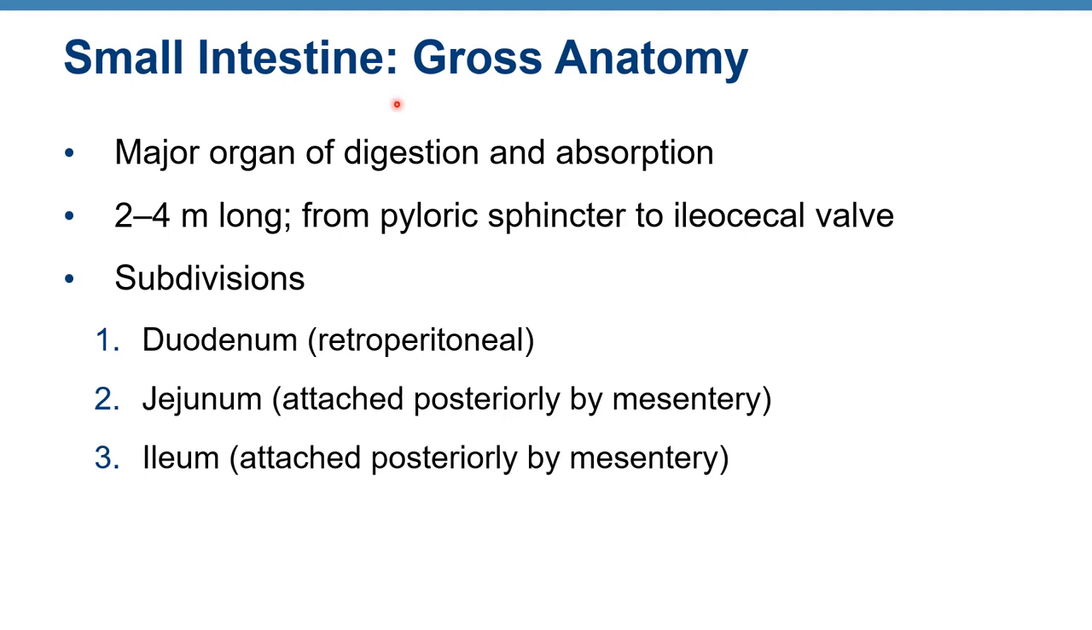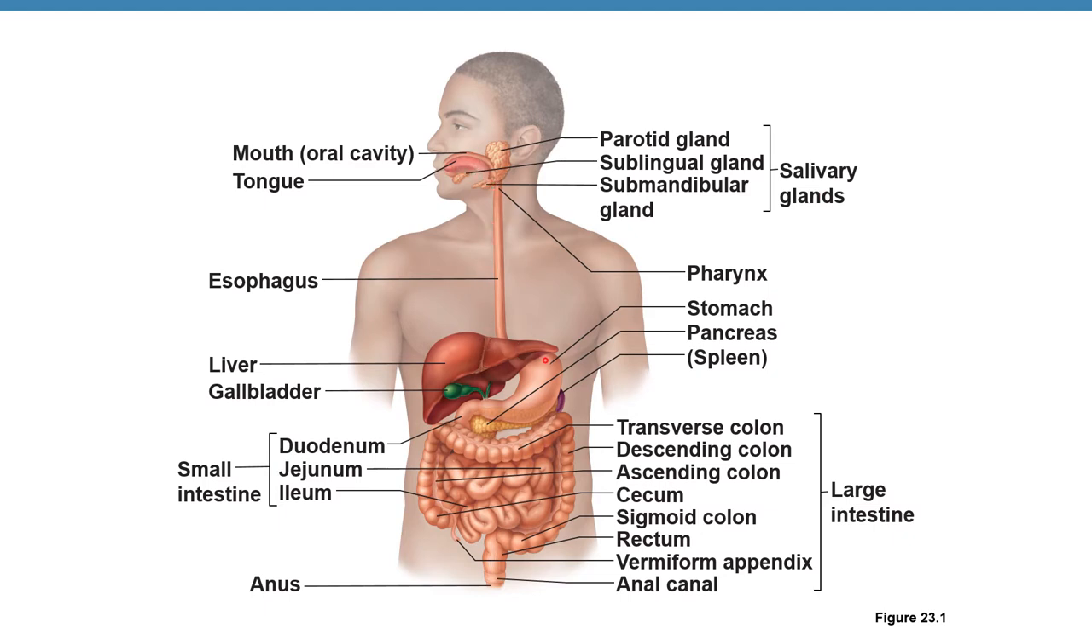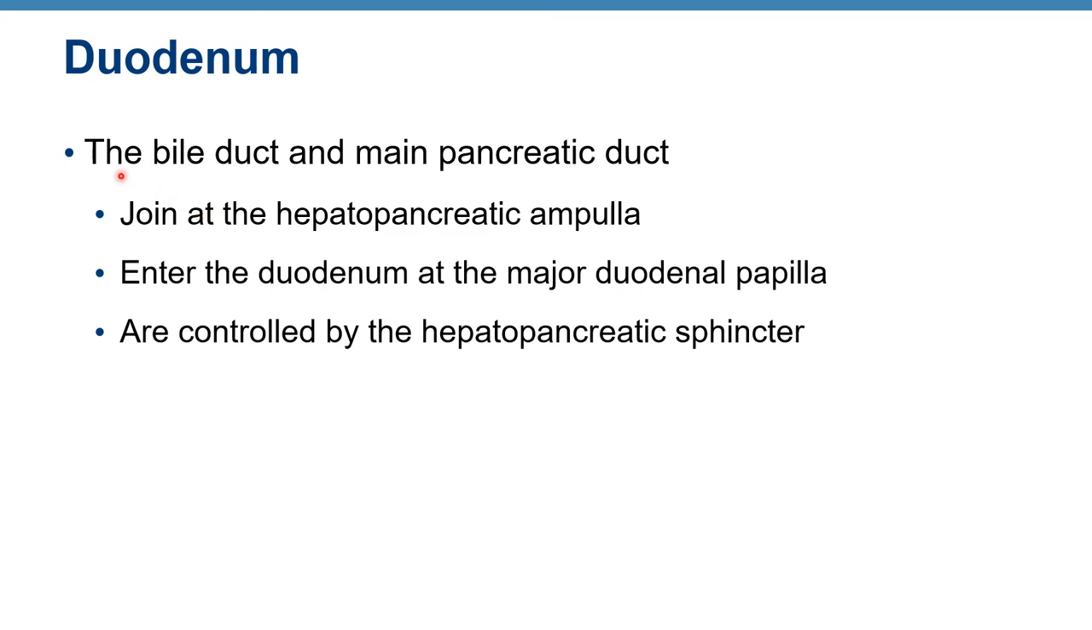Now from the stomach, we're moving to the small intestine. The small intestine is a major organ of digestion and absorption. It is 2 to 4 meters long, from the pyloric sphincter to the ileocecal valve. The subdivisions of the small intestine are the duodenum, jejunum, and ileum. Over here, again, we can see the esophagus, stomach, and small intestine. The duodenum is the first part of the small intestine. The word duodenum means 12 fingers, so it's about the size of 12 fingers. Even though we all have different fingers, early anatomists measured it probably using their fingers, and this is where the name came from.